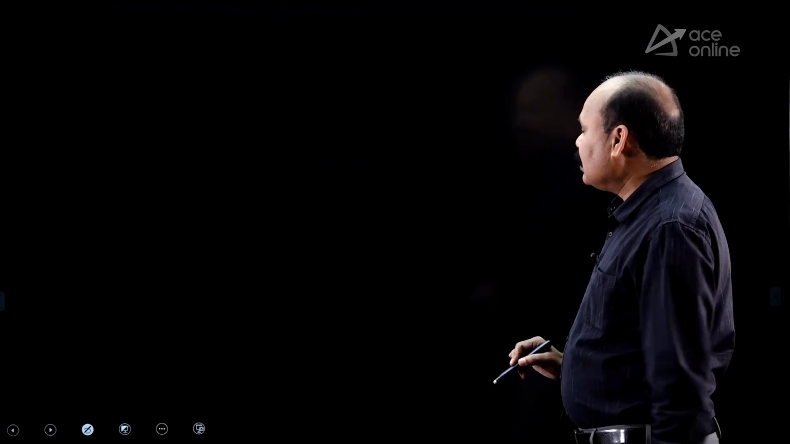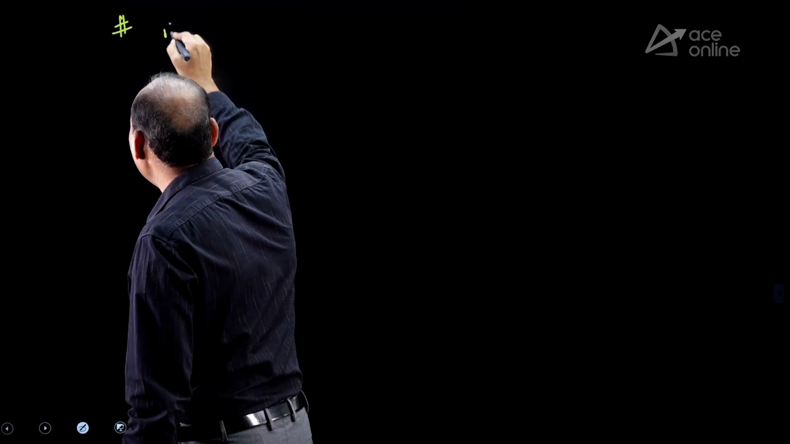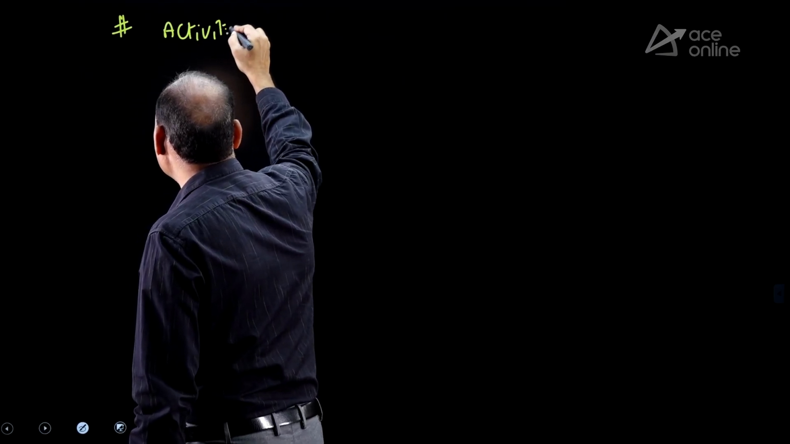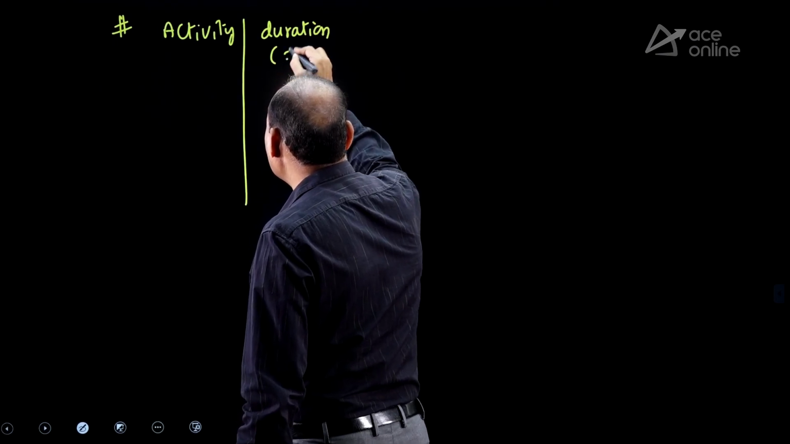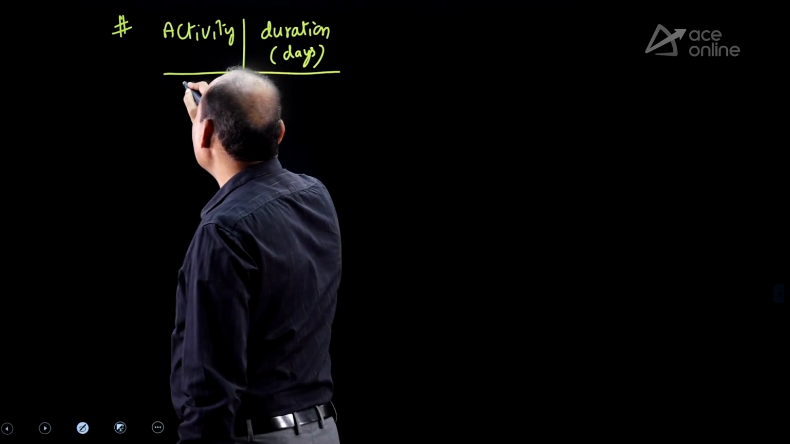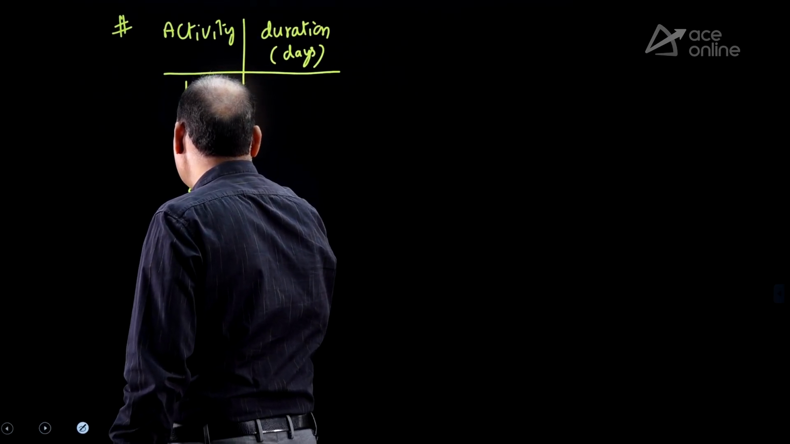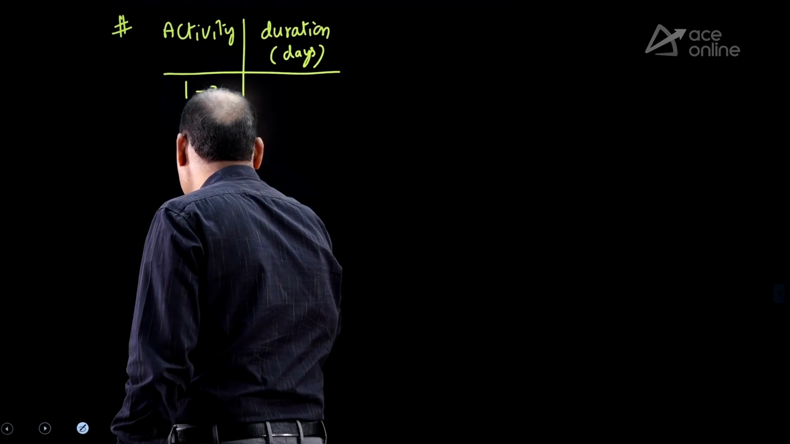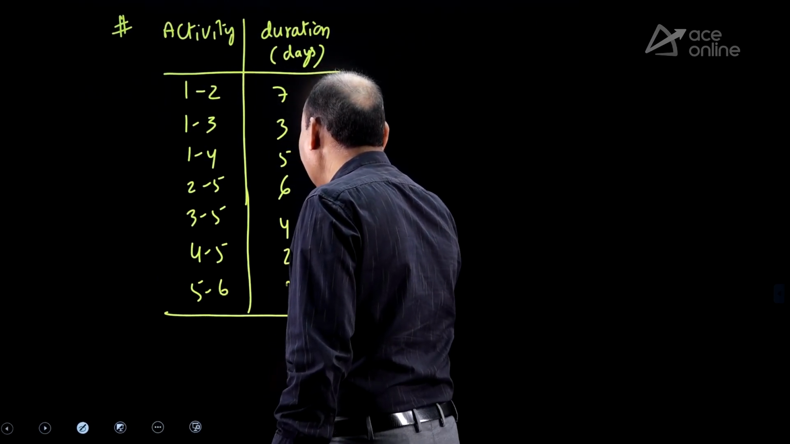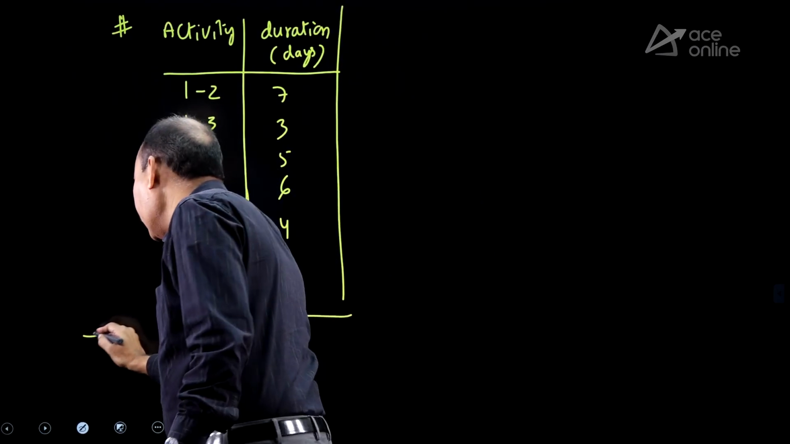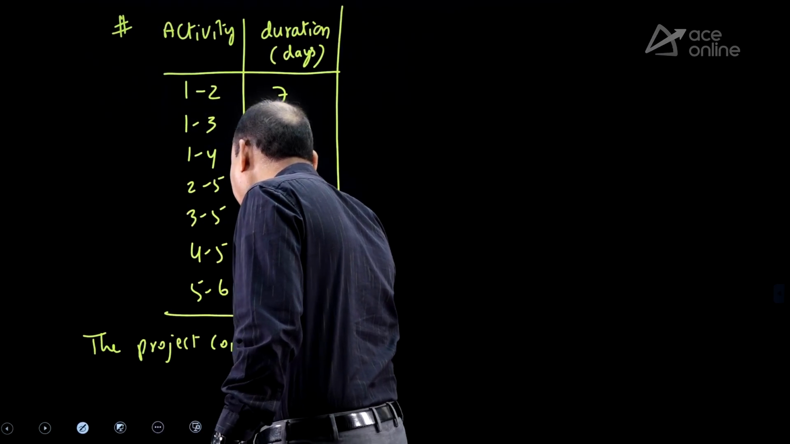Okay. The next question could be in this form, the third format: activity and duration. Only 2 columns are given to us. 1 to 2, 1 to 3, 1 to 4, 2 to 5, 3 to 5, 4 to 5, 5 to 6, with durations 7, 3, 5, 6, 4, 2, 8. The question is, the project completion time, how much?